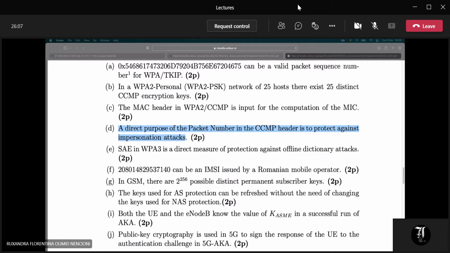But I agree with you that it's good to go towards the replay attacks, because yes, the CCMP header is used to protect against replay attacks. If you had put it like this, maybe I would say okay, because you have a point. But in general, this one should be false, because not all the time can I say that if I protect against replay attacks, I also protect against impersonation attacks. I might have different types of impersonation attacks that don't necessarily imply replay attacks.